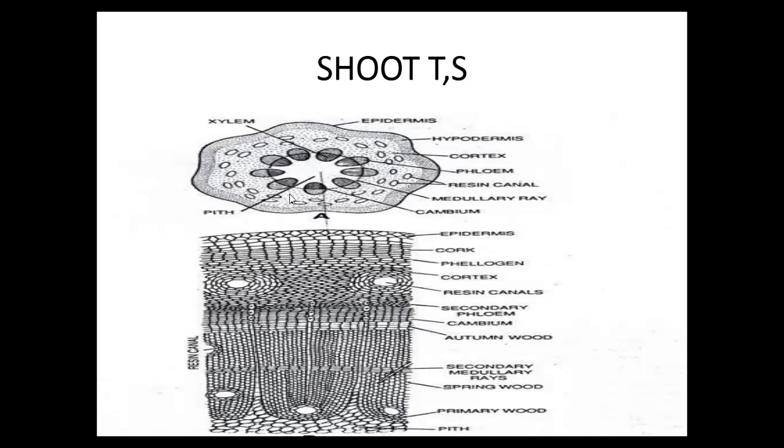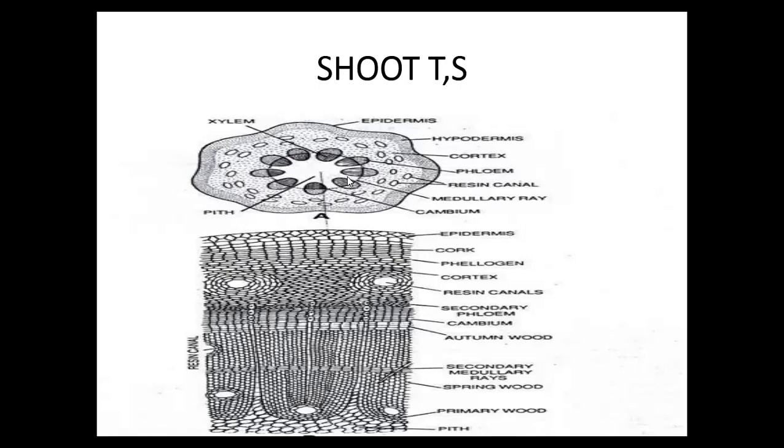Below this inner cortex, stele is present. The stele is surrounded by endodermis and pericycle layers. The endodermis is a single layer, and the pericycle is also a single layer. Below the pericycle, vascular bundles are present in the radial position. The vascular bundles are conjoint, collateral, open, endarc type, arranged in the radial position of the stele.